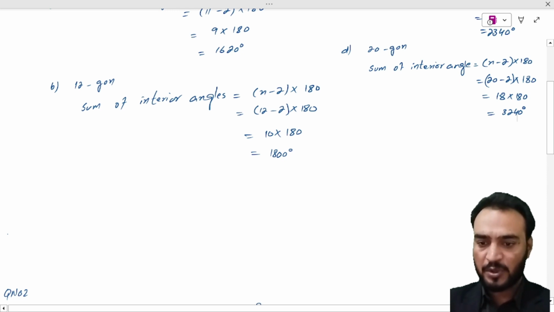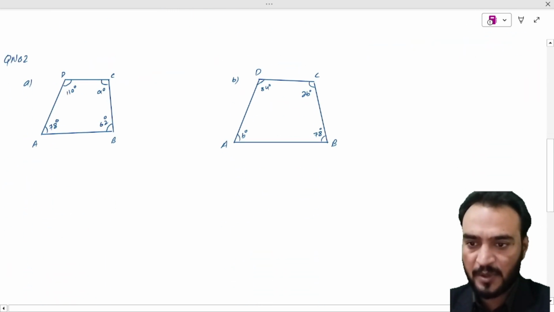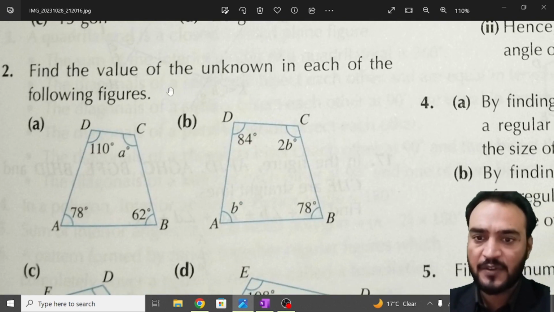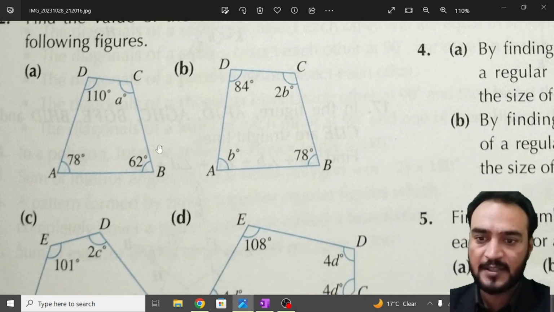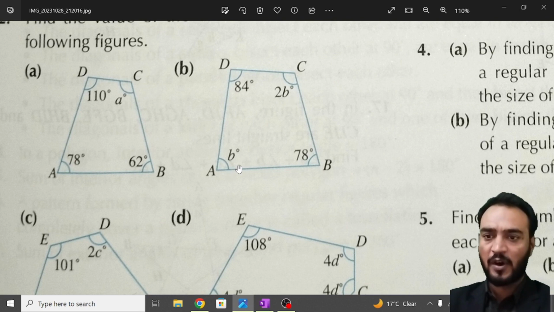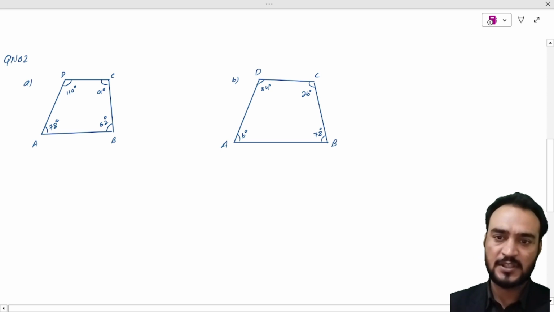Now we will solve the question number 2, and the question number 2 is this. Find the values of unknown in each of the following figures. These are the figures, the polygons, the quadrilaterals. We have to find the values of unknowns. That is, in part A, we have to find the value of A degree. And in part B, we have to find the value of B degree. So let us solve these parts. So this is the part A.